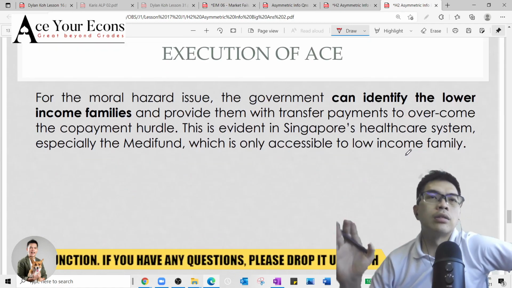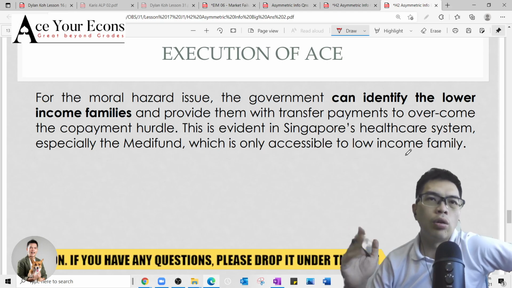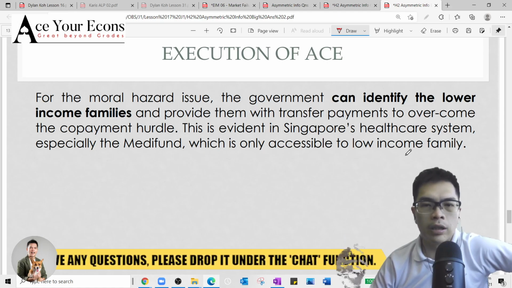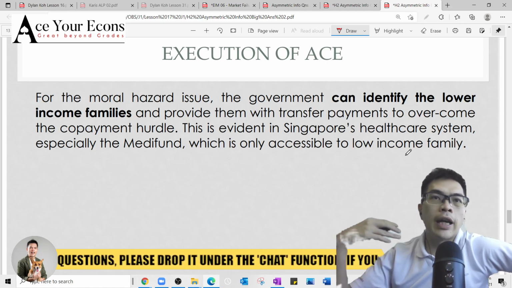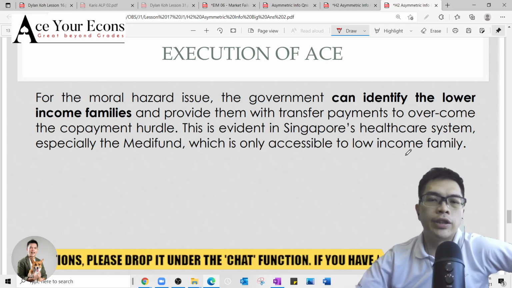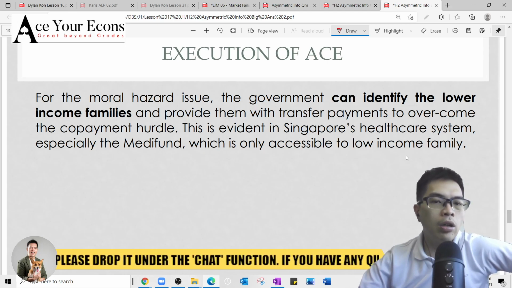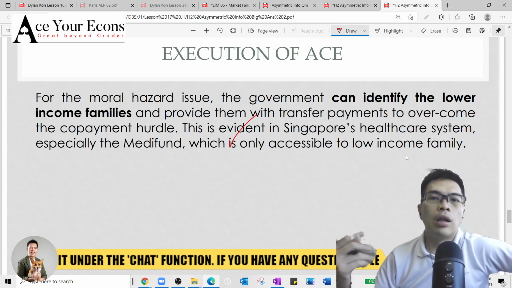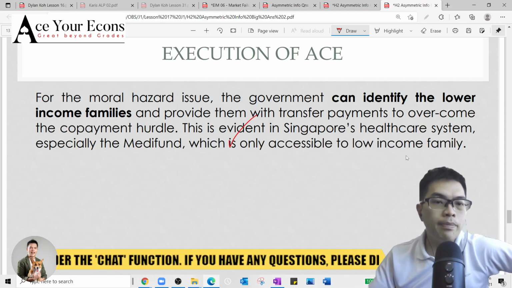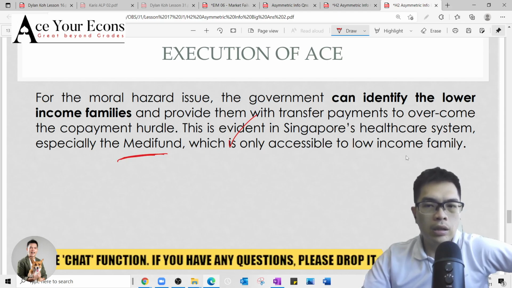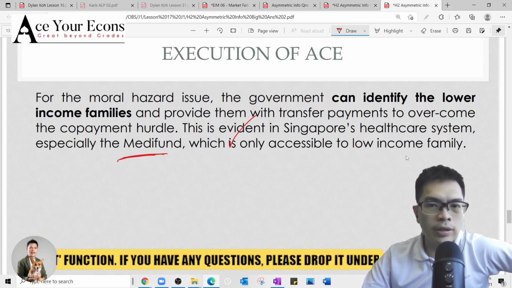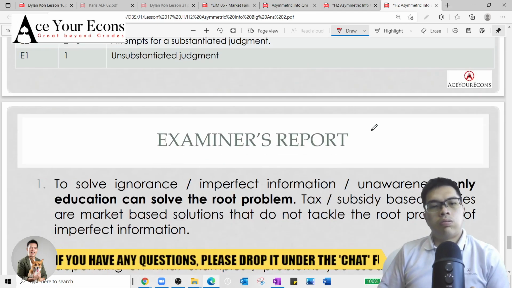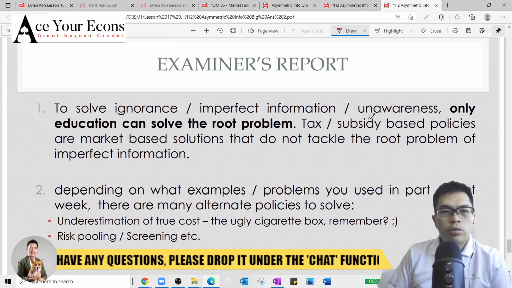Likewise, even though co-payment is likely to worsen the outcome for lower income earners, the government can mitigate the risk by identifying the lower income earners and getting them fully insured. Get them insured in Medifund, and Medifund is an insurance that's only accessible to low income families. So you can look through the examiner's report.